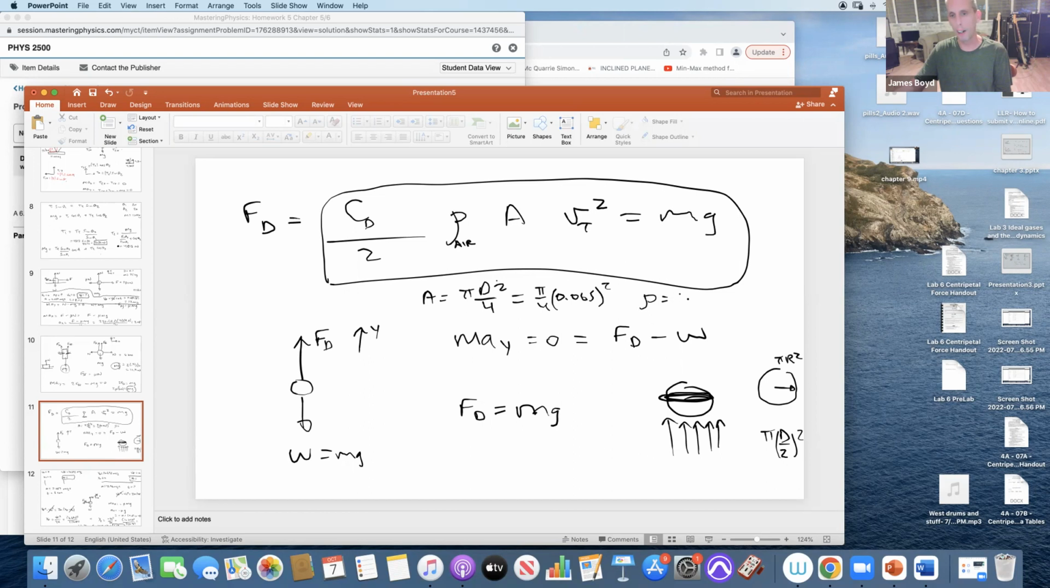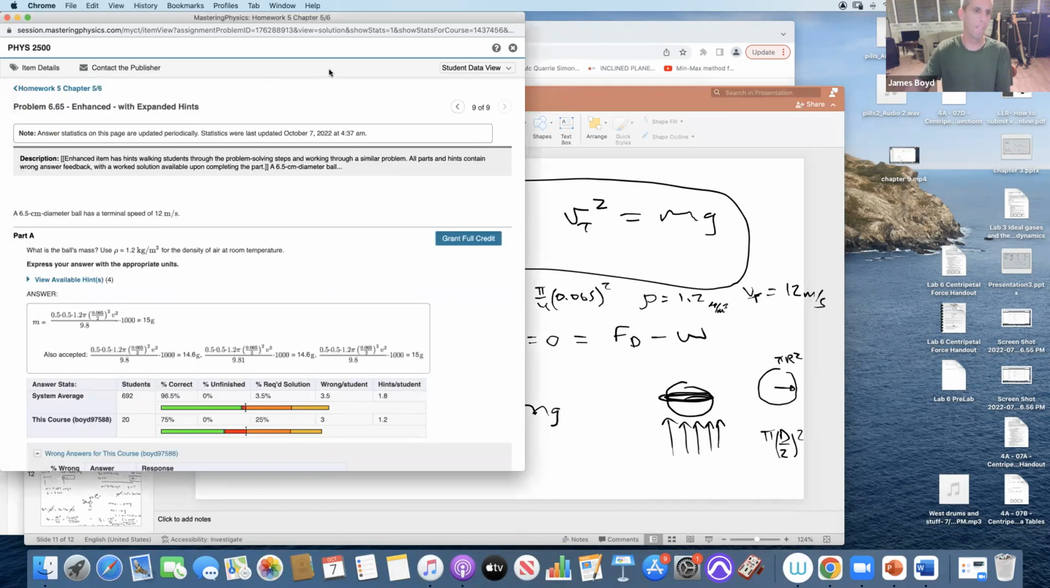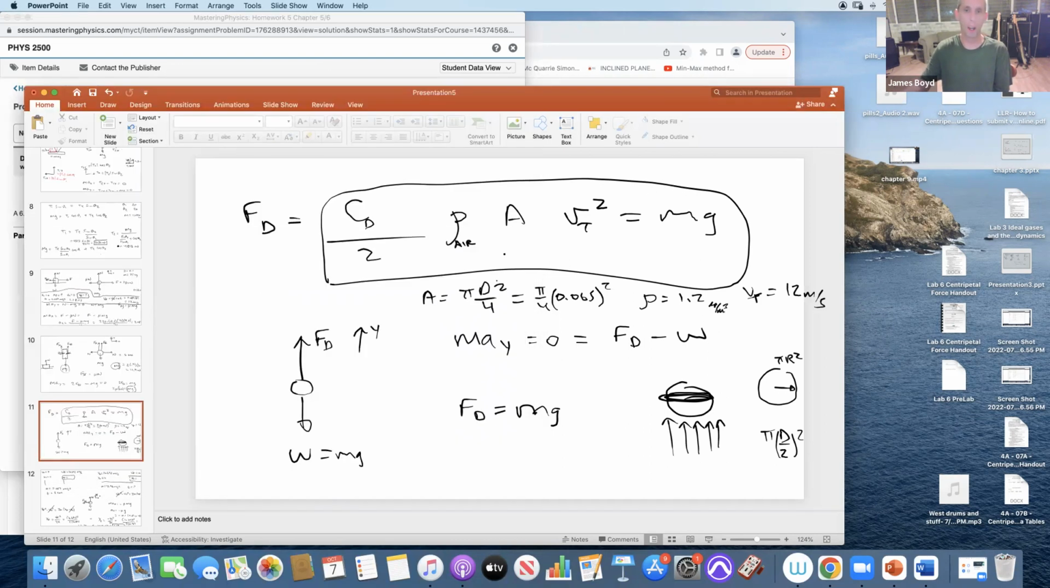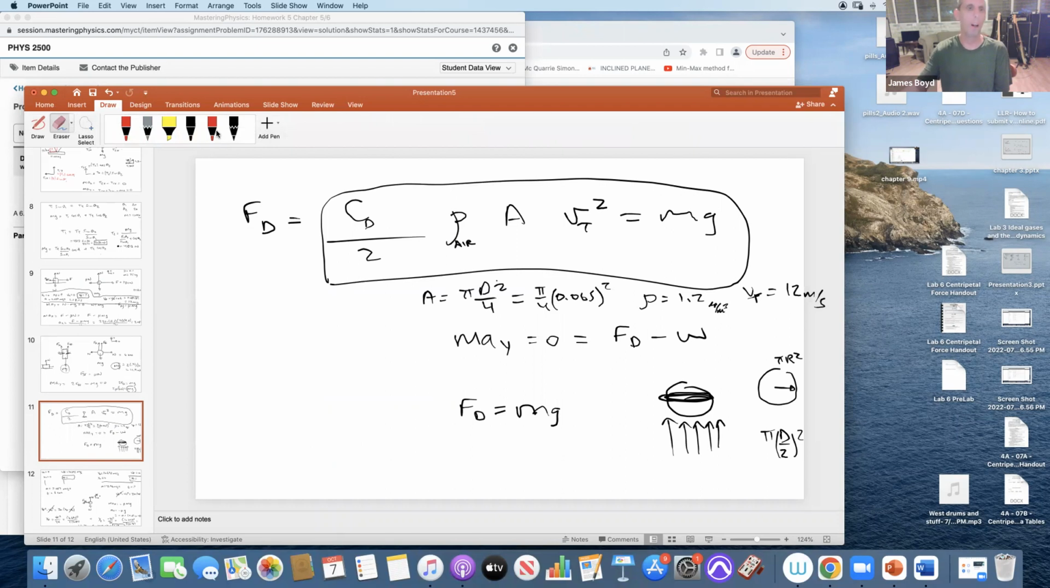The density of the air is 1.2 kilograms per meter cubed. The terminal velocity is 12 meters per second. And what else did we have? We want to find the ball's mass. So let's solve this for mass, and I'm going to erase a little bit of stuff so I can solve this for mass.